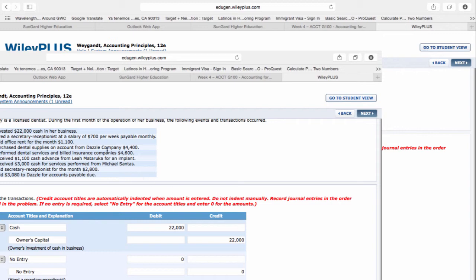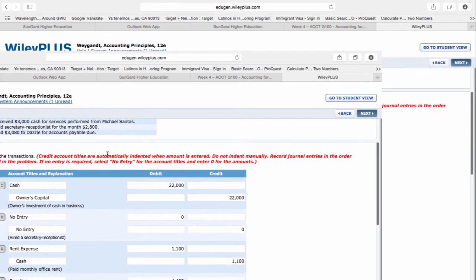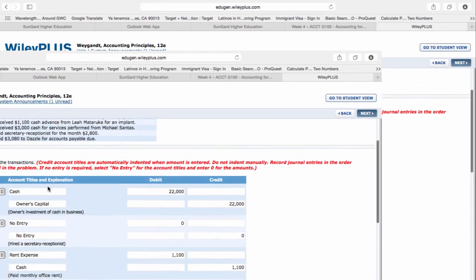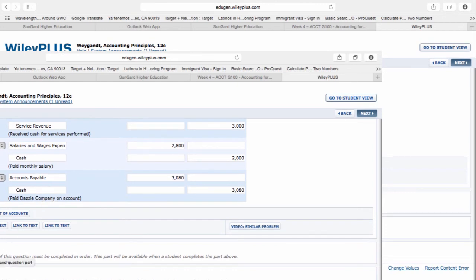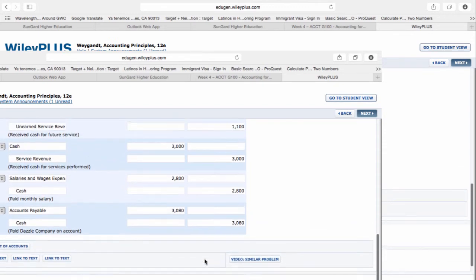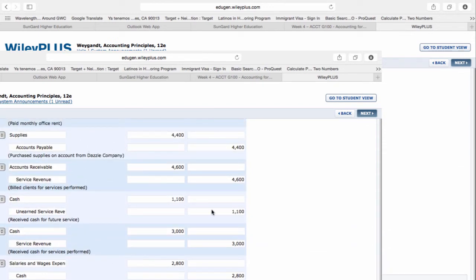And you're going to be continuing to do that for each of these transactions here. You're going to be journalizing them. Once you do that, it's going to take you to part B. And notice it says the parts of this question must be completed in order. This part will be available when a student completes the part above. If you don't do this part completely, you can't move on.